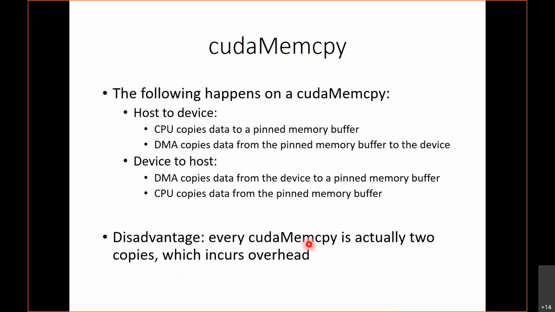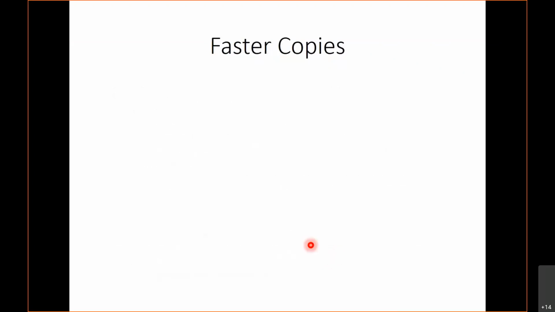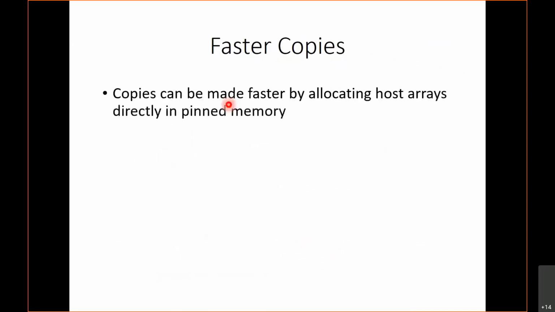Okay, so what we would like to do is make our copies faster. To do that, we can allocate our host arrays directly in pinned memory, rather than in regular memory. CUDA gives us an API to do that.